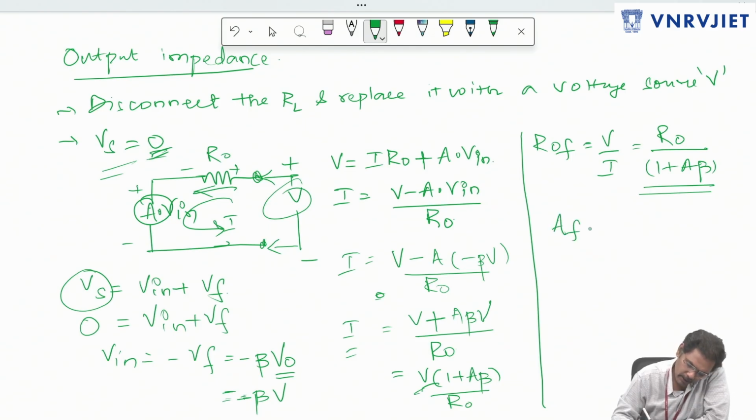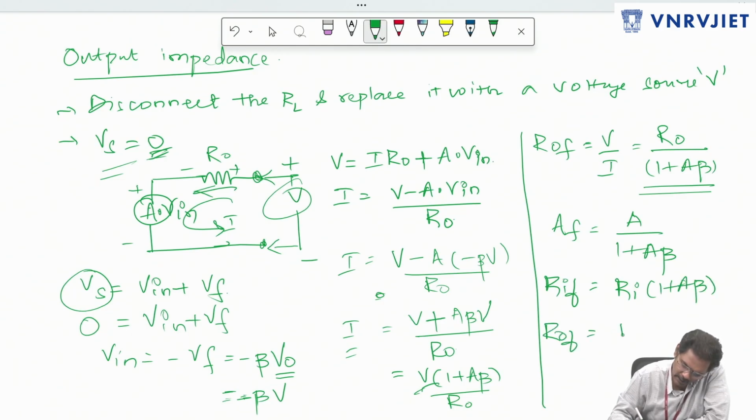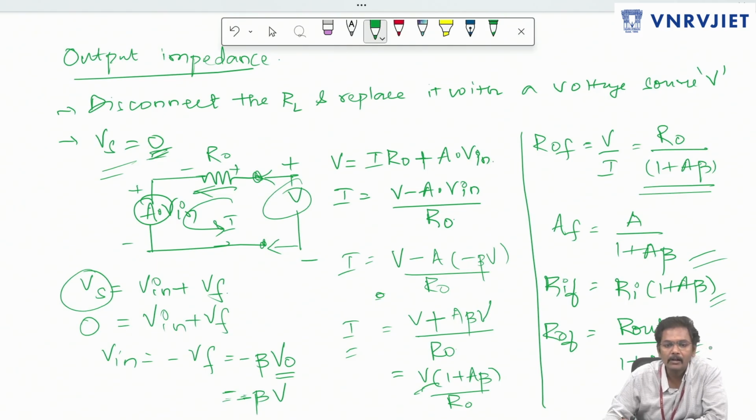So first, the Af value we get is A by 1 plus A beta. Then the input impedance we get is Ri into 1 plus A beta, and then Rof is Rout divided by 1 plus A beta. So these are all the three important points of a voltage series feedback amplifier.